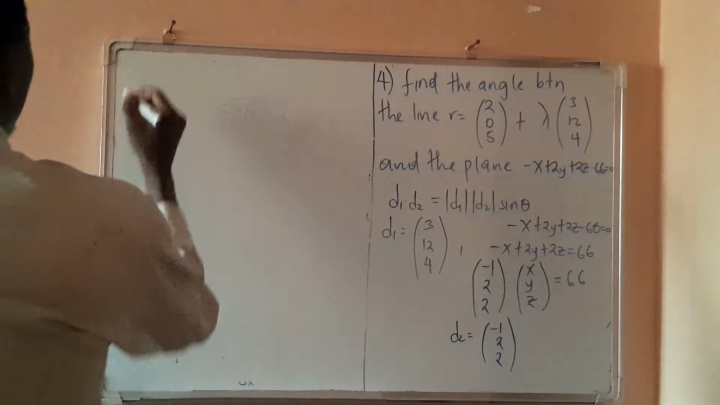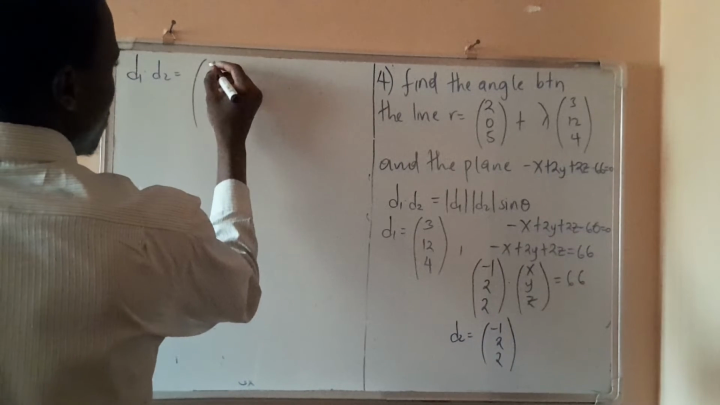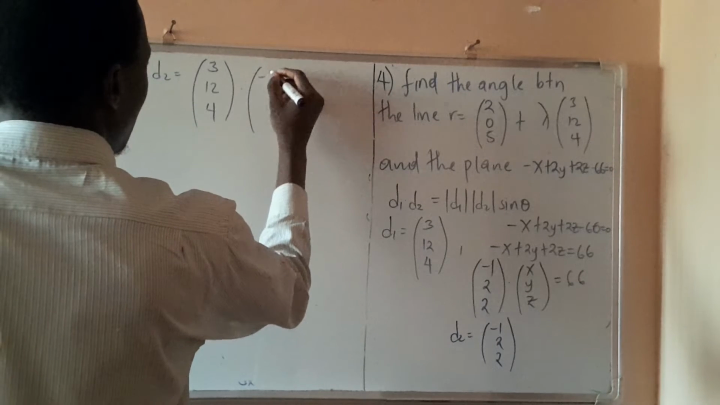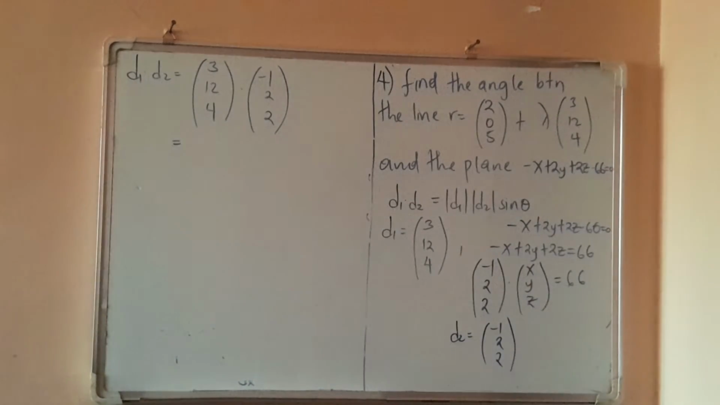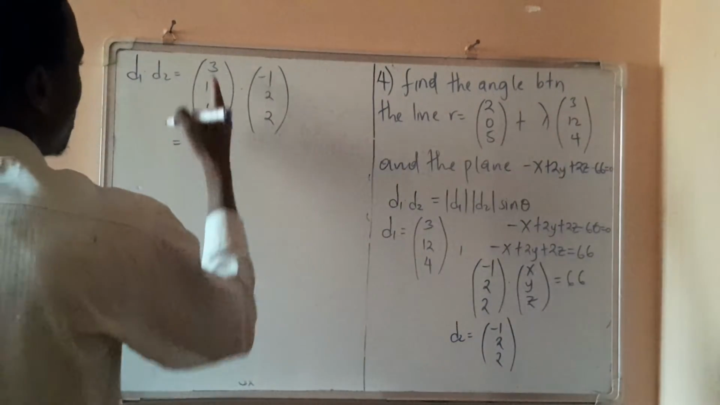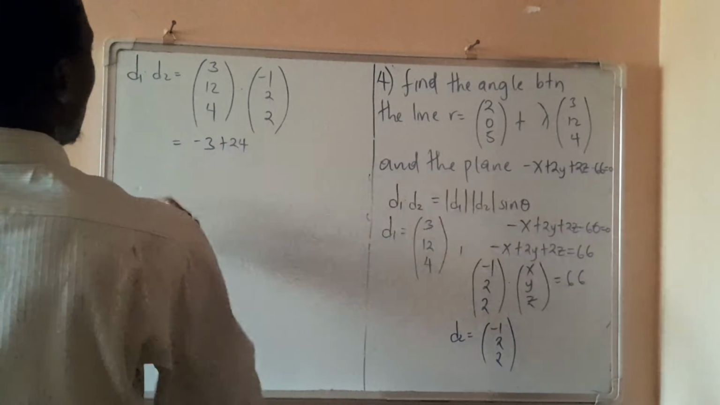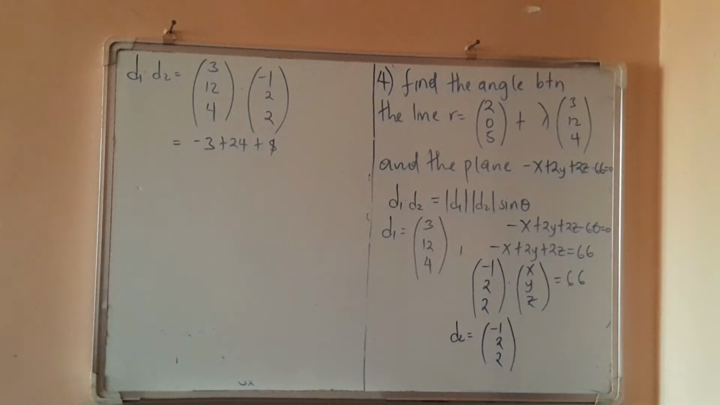So D1 dot D2, this is equal to the dot product of 3, 12, 4 with -1, 2, 2. And this is equal to, you multiply and add. This times this, that is -3. This times this plus 24. 4 times 2 plus 8. -3 plus 24 plus 8. So what is that equal to? 29. This is 29.